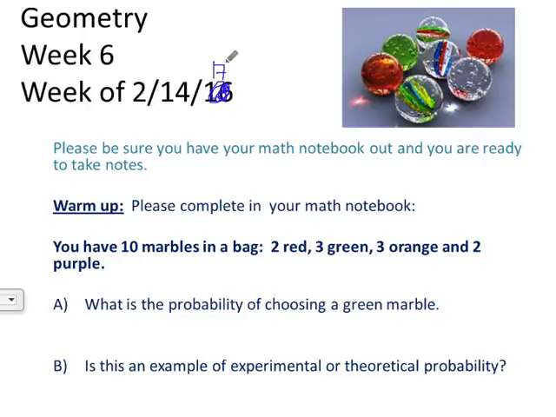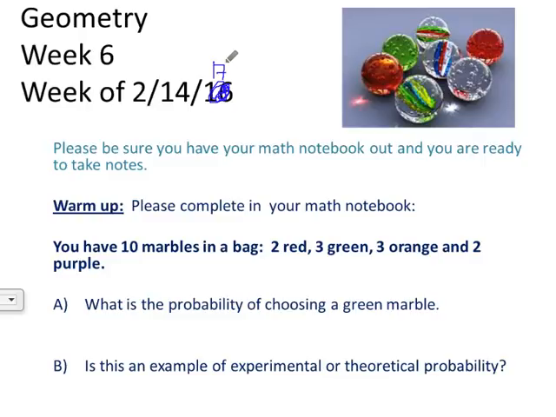I do want you to make sure you've got your math notebook out and you're ready to take good notes. That's going to help you with completing the assignments this week. So, I do have a warm-up where we're going to practice some probability that we learned last week.